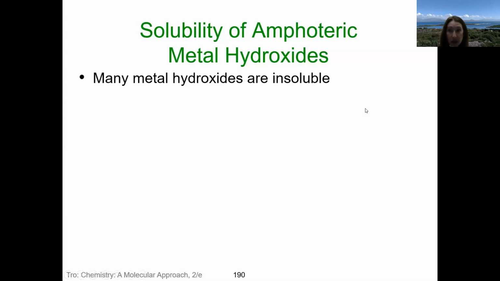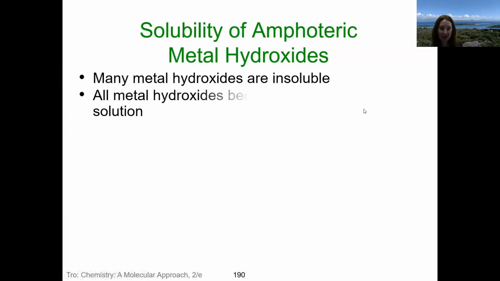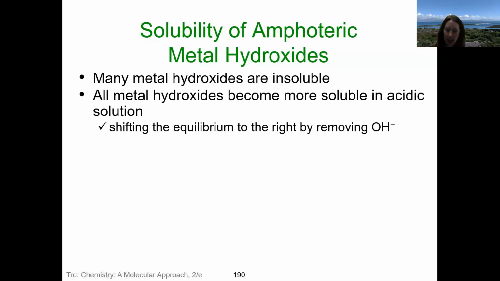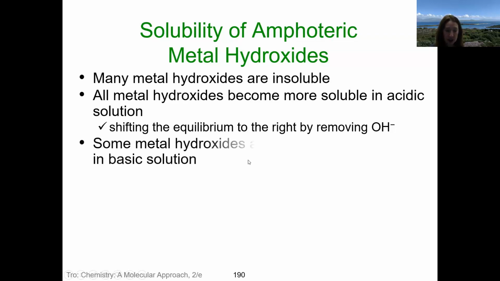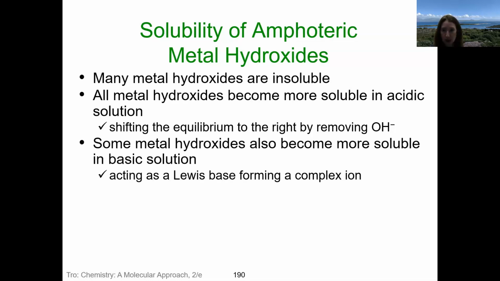Now, solubility of metal hydroxides. So we do this one in lab too. This one's actually really fun. And we talked about this a tiny bit last time. So many metal hydroxides are insoluble, right? If we looked at a solubility table, they're almost all insoluble. But they become more soluble in acidic solutions because if we add acid, it reacts with the OH, removing the OH from the solution, which increases the solubility. So it's just Le Chatelier.